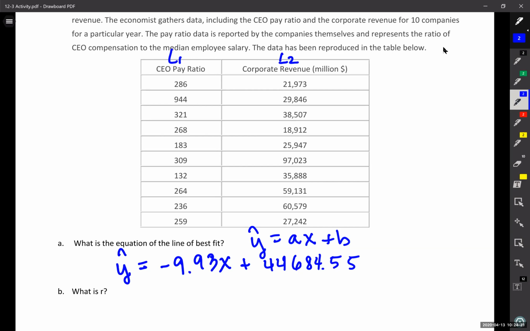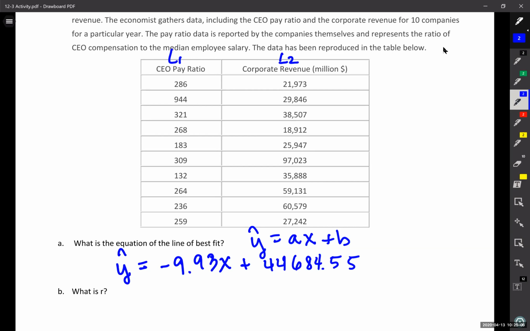Again, this is strictly a calculator exercise. You're putting all the CEO pay ratio in L1, you're putting all the corporate revenue in L2, and then depending on your calculator, you are either using the two variable stats if you have a scientific calculator, or you are using the linear regression ax plus b button if you have a graphing calculator. I went through this in detail in the last video on how to use your calculator. If you have any more questions on how to type this in, let me know.